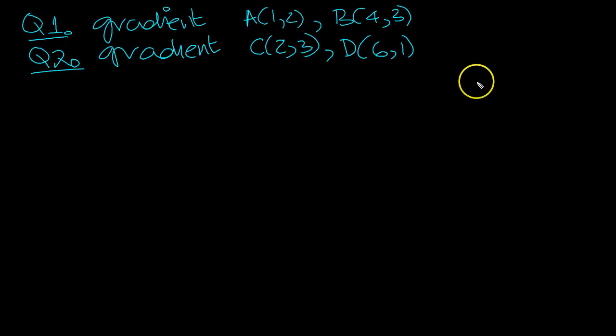Okay, let's have a little look at this. I'll do a little sketch just to illustrate what's going on with a quick scribble over here. 1 along, 2 up. There's A. And then 4 along and 3 up. That's B. 4, 3. And this is A, 1, 2.